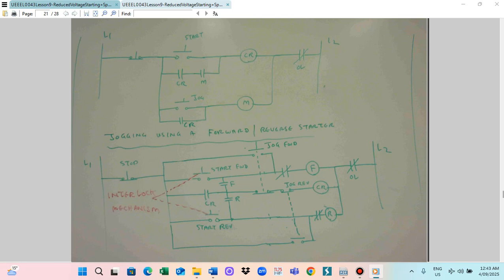So when you press the start switch, the CR will close. This CR also closes, so that the current will flow to the motor and also close. All the M contacts are closed, and the motor runs continuously.